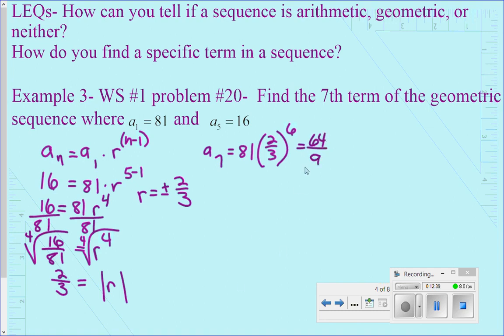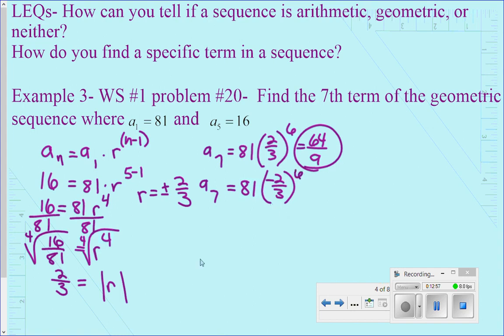So that's one of the answers. That's using r as positive 2/3. Now I'm going to take a look at this and see if putting a negative 2/3 in affects my answer. Again, sometimes it will, sometimes it won't, just depending on which term you're looking at. So I'm plugging in 7, so 7 minus 1 is 6.